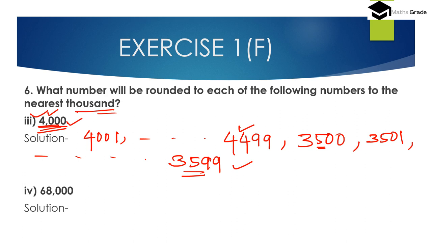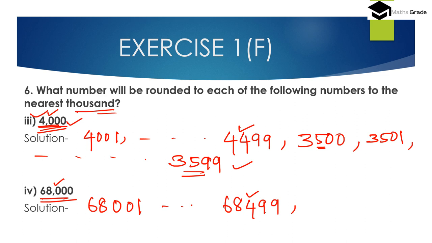Now fourth bit, 68,000. We have to find the numbers rounded up to the nearest 1000. The numbers will be 68,000. If we use less than 5 in the 100s place digit, we don't add 1 to the 1000s place digit. So here if we use 68,001 up to 68,499. Here the 100s place digit is 4, which is less than 5, so don't add 1 to the 1000s place digit. Here 68,499 rounded up to the nearest 1000 is 68,000.